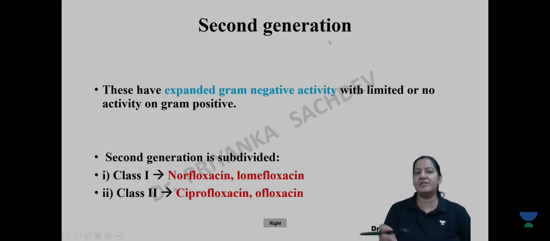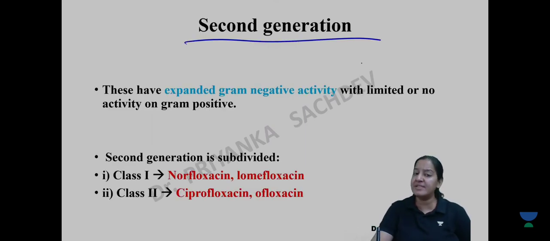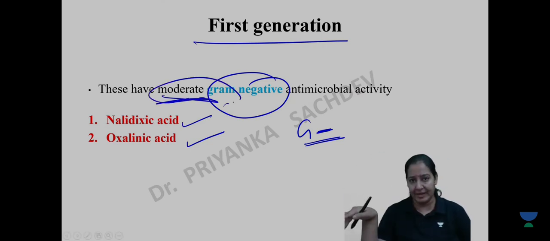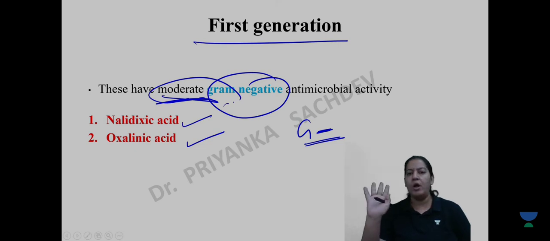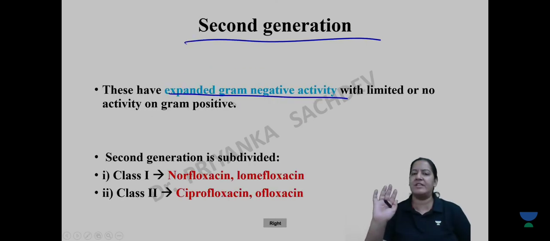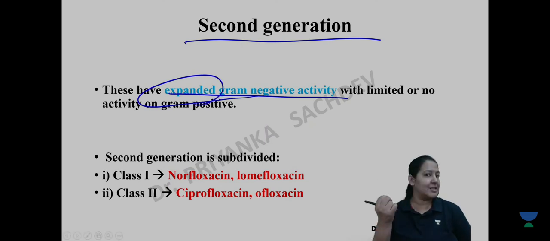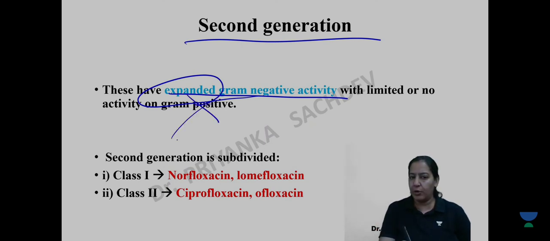Then we have generated second generation. It is having expanded gram negative. It is also gram negative, but here gram negative was also very narrow. Very few gram negative were killed. Gram negative were not all dying, right? That is moderate or mild gram negative activity. Here the gram negative activity at least expanded. So a little bit expansion in the spectrum. Still gram positive is zero, right? But at least gram negative is expanded, right?